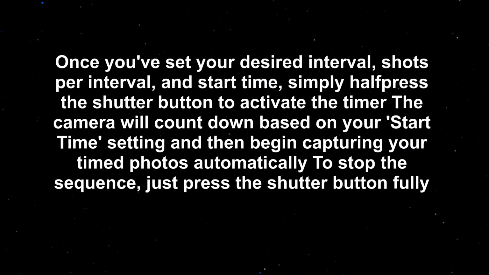Once you've set your desired interval, shots per interval, and start time, simply press the shutter button to activate the timer. The camera will count down based on your start time setting and then begin capturing your timed photos automatically. To stop the sequence, just press the shutter button fully.